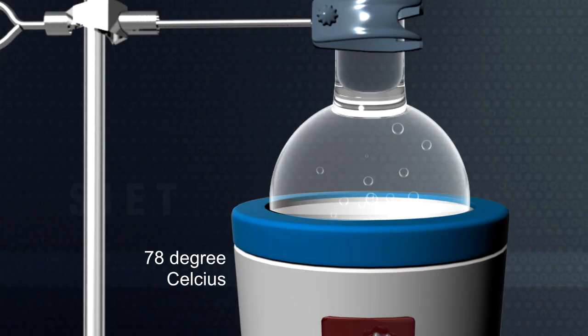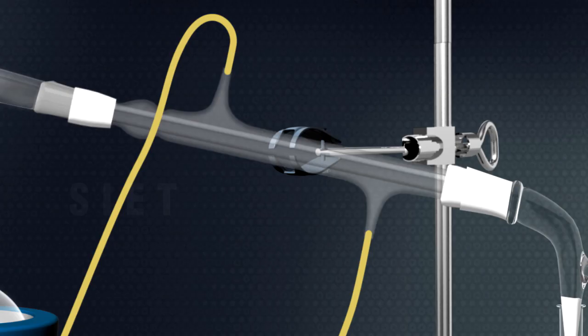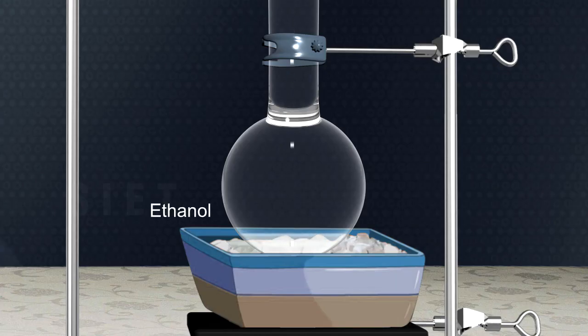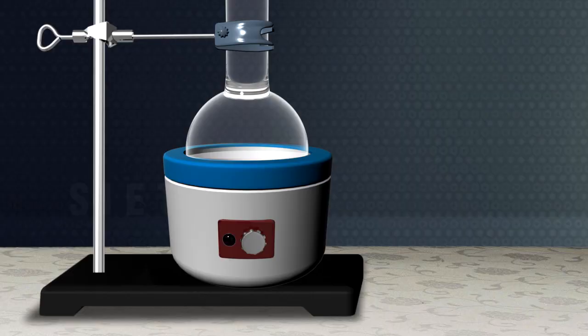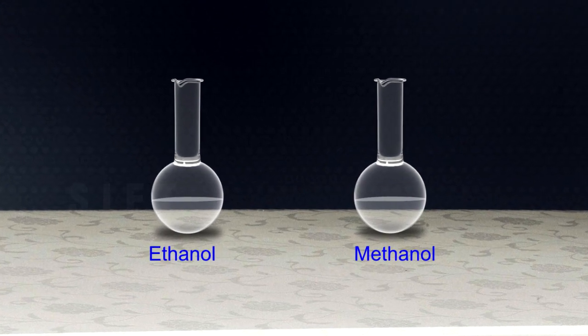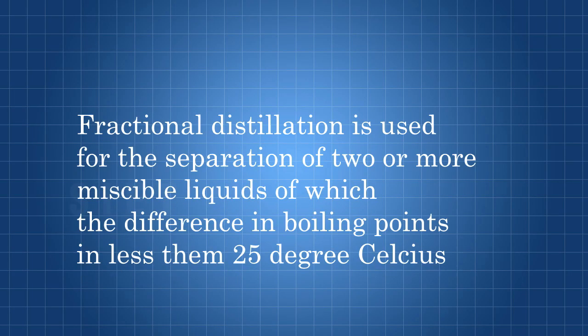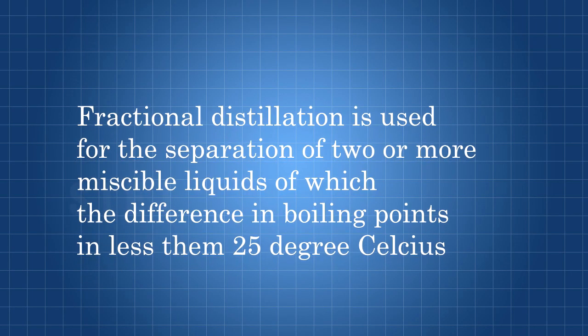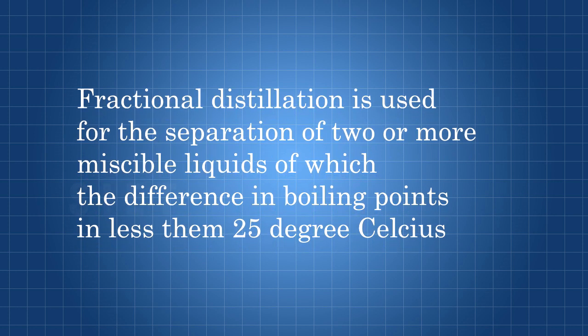At 78 degrees Celsius, ethanol vaporizes and the vapors rise through the fractionating column and pass through the condenser and condensation takes place. Now, ethanol gets collected in the receiver flask in the liquid form, and water is left behind in the distillation flask. Here, the boiling point of ethanol is 78 degrees Celsius and that of methanol is 65 degrees Celsius, which has a difference in boiling point less than 25 degrees Celsius.